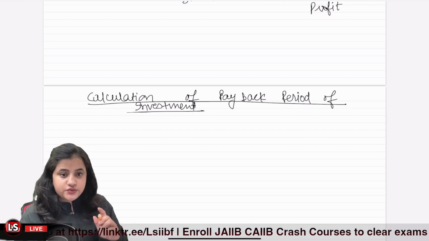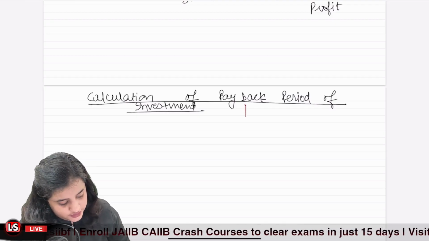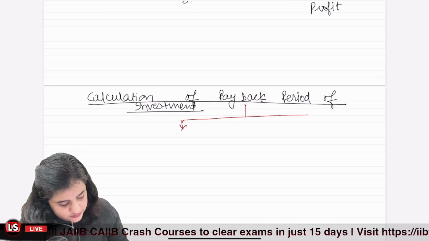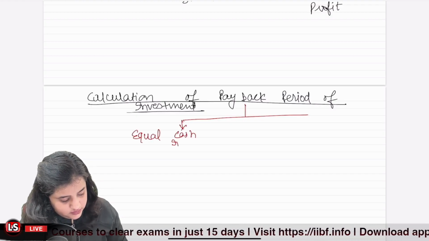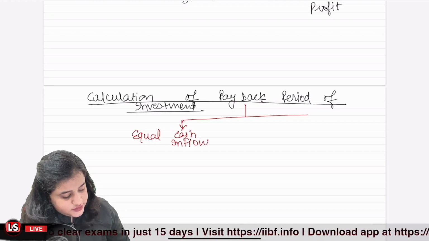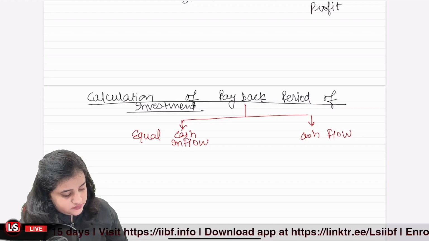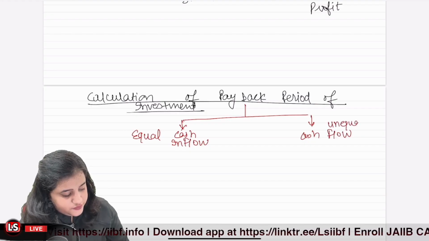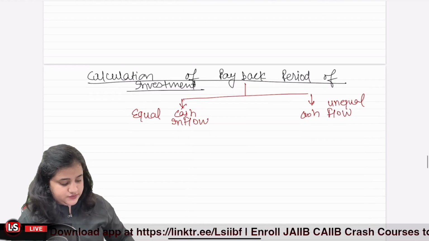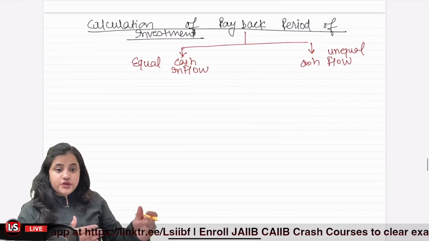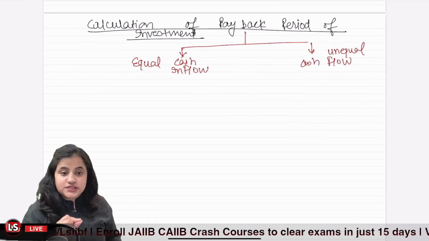So there can be two scenarios in calculating payback period. First one is where we are getting equal cash inflow. And the other one is where the cash flow in future is going to be unequal. Unequal cash flow from investment. And first one is where we have equal cash flow from investment. So if we're going to get same return each year, that means my inflow is equal each year.